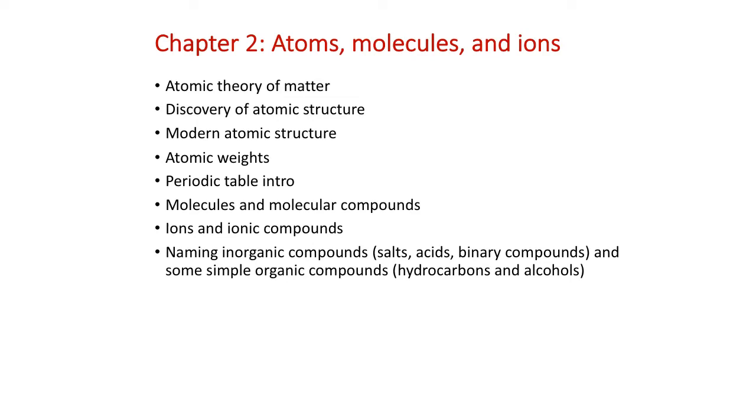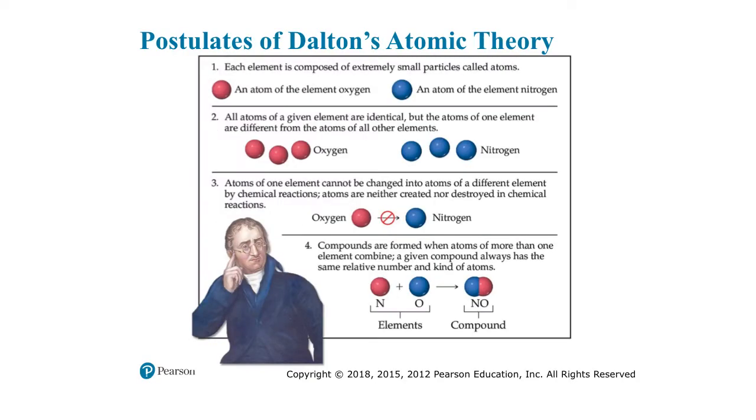This will get into the nucleus versus the electrons and how the protons and neutrons reside within the nucleus, something I'm sure you've all heard about before. We'll talk about atomic weights in the periodic table. We'll then get into looking at some descriptions of molecules and molecular compounds before we get into a discussion of ions and ionic compounds, and then wrapping up with a discussion of how we might name some broad classes of compounds.